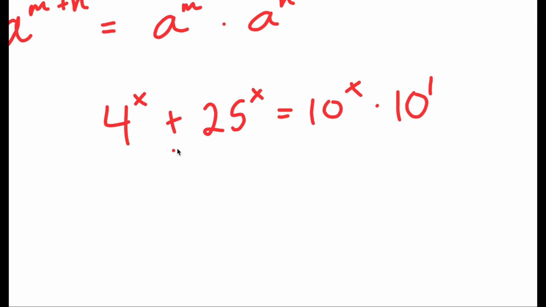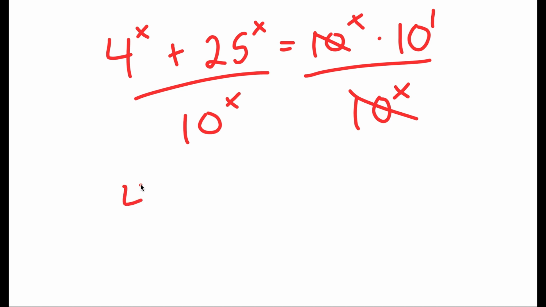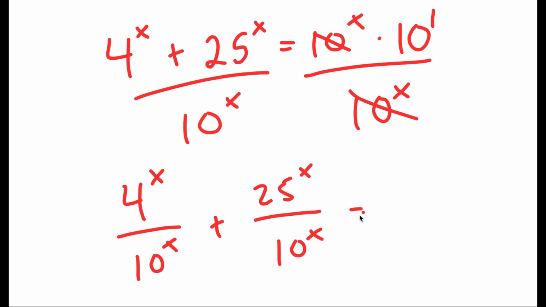Now, from here, I'm going to divide both sides by 10 to the power of x. So that way, on my right-hand side, these two cancel out, and I'm left with 4 to the power of x over 10 to the power of x plus 25 to the power of x over 10 to the power of x is equal to 10.